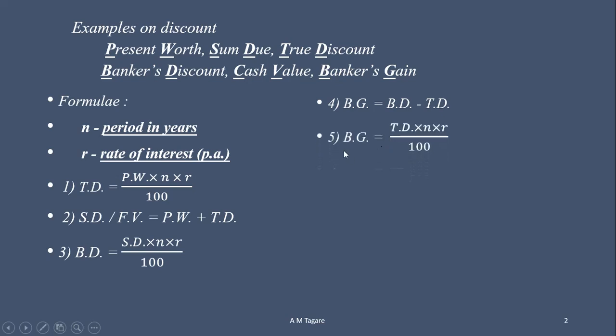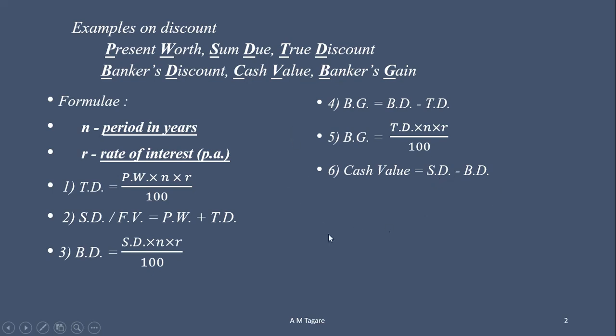Now there is one more formula for banker's gain. This banker's gain is TD into N into R upon 100. That is, this banker's gain is interest on true discount. Now one more formula, cash value equal to sum due minus banker's discount. It is also known as cash value, CV is equal to face value, FV minus banker's discount.